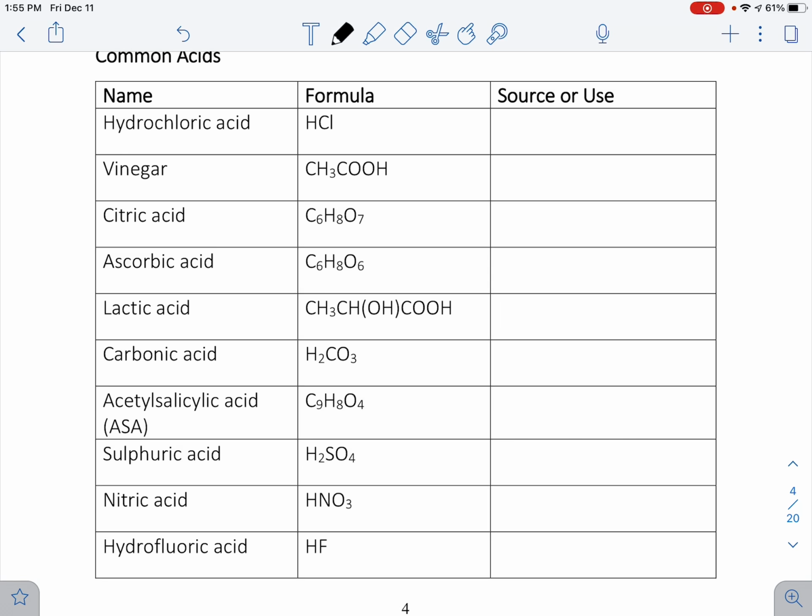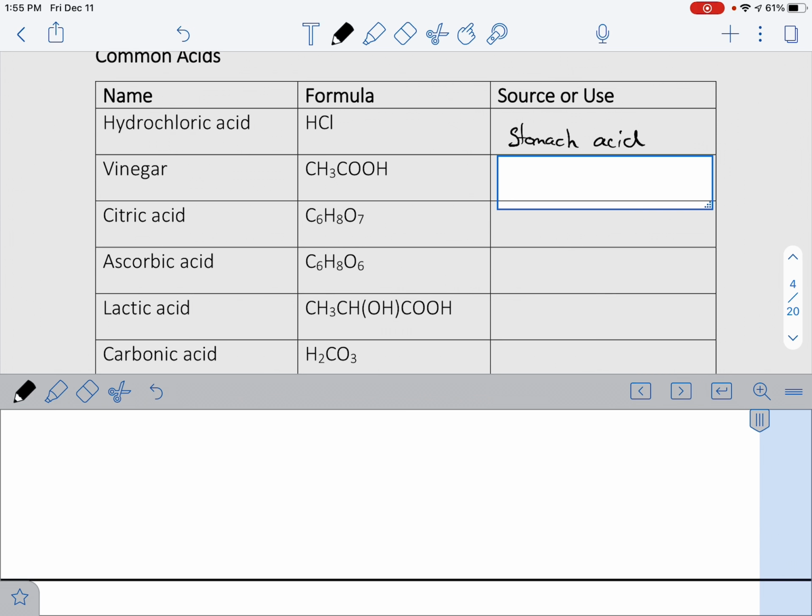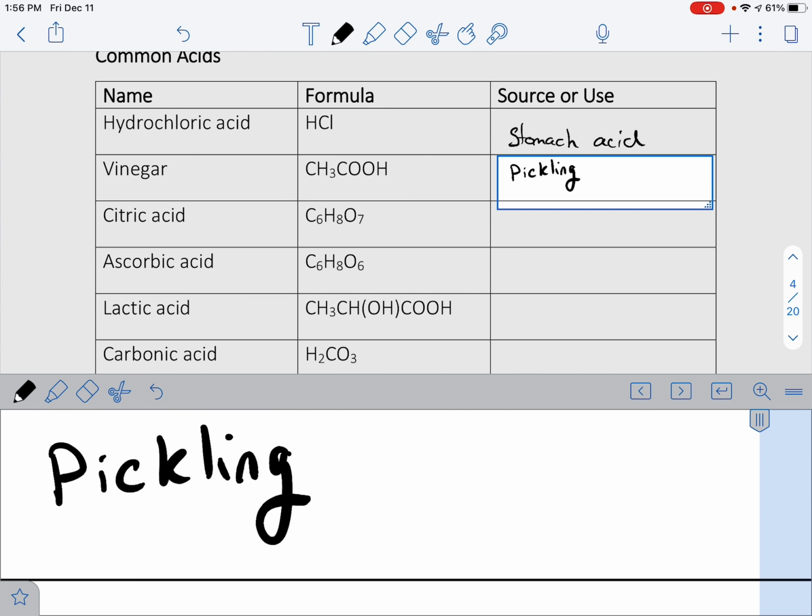And sometimes it helps to remember where they come from. So hydrochloric acid is in our stomach, so that's a type of stomach acid, or it is stomach acid. It's pretty commonplace. We use it to break down food. It kills germs in your stomach, so very important. Vinegar is of course used in pickling. So if you ever have pickled fish or pickled eggs or pickled whatever, then it's because of vinegar that's been in there. It can also be a product of fermentation.